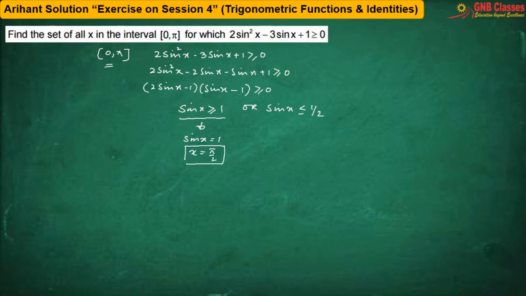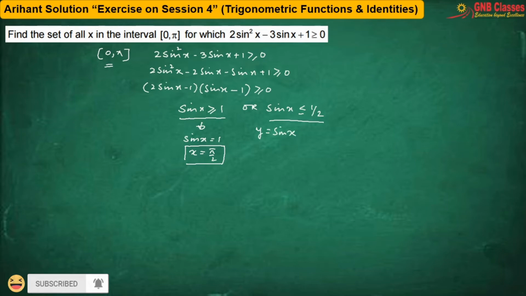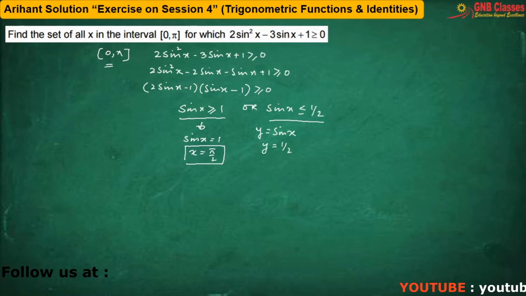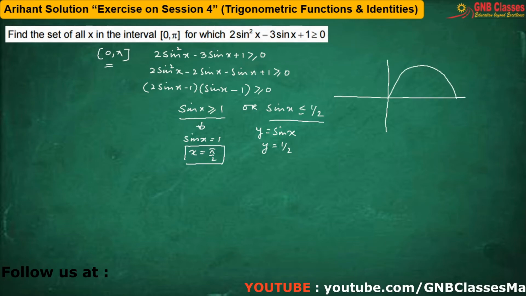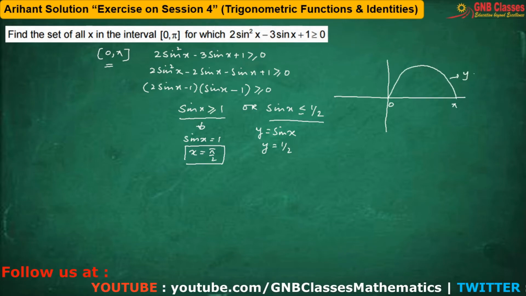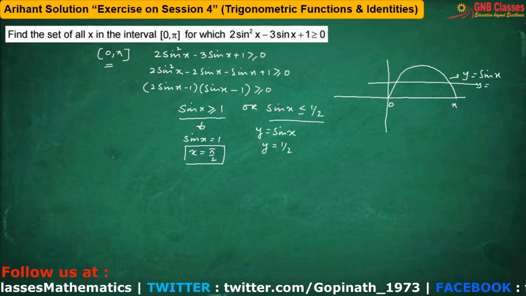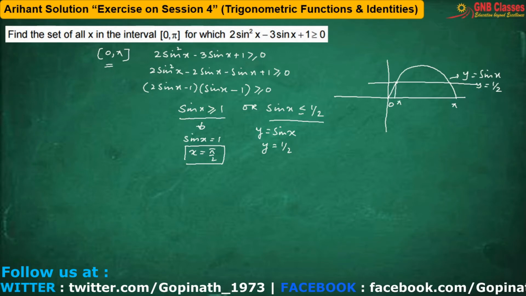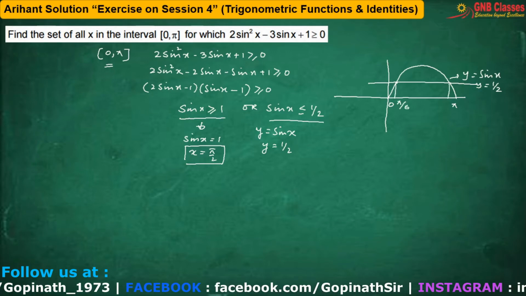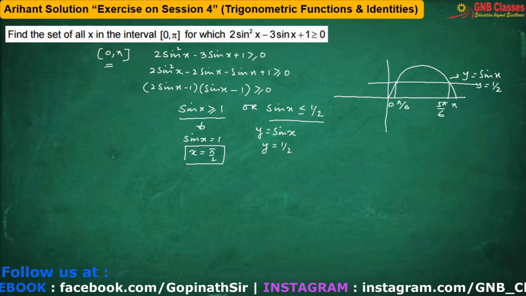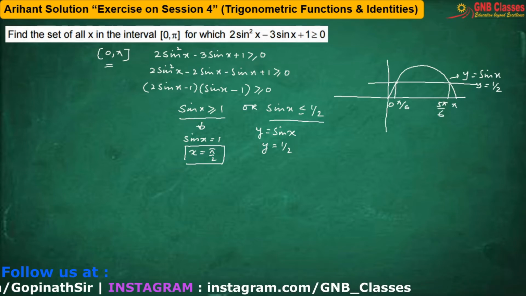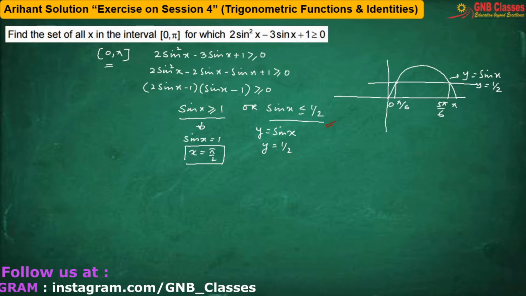Okay. Now let us come for the second inequation, which has been said that sine x is less than equals to half. We will draw the graphs y equals to sine x and y equals to half on the same plane. So we are drawing the region from 0 to pi. This is your y equals to sine x, and y equals to half is this line. This point is pi by 6. This is 5 pi by 6. Is it clear?